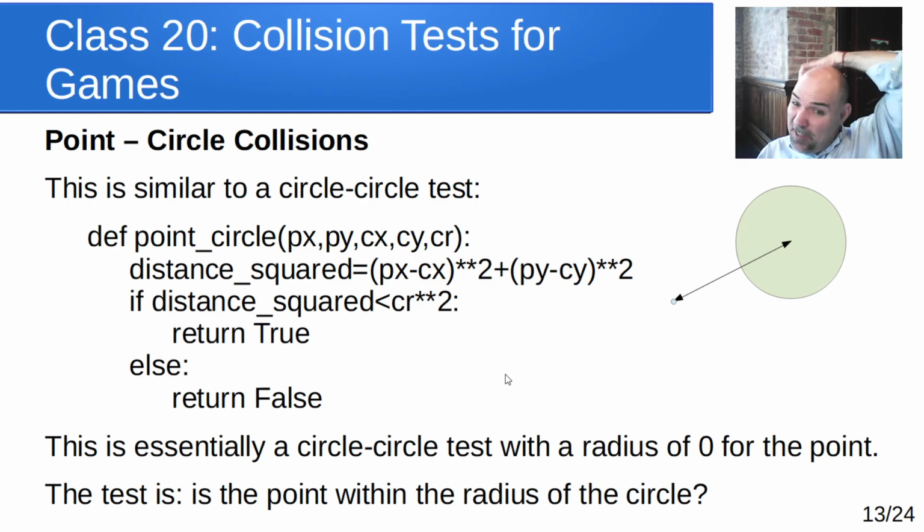All right, we also have point-circle collision. The idea there is similar to a circle-circle test, but with one of the points having a radius of 0. So radius 1 plus radius 0, squared, would just be the radius of the circle squared. So this is the same test with a point-to-circle test. Essentially it's a circle-circle test with a radius of 0 for this point. And the test becomes: is the point inside the radius of the circle or is it not?